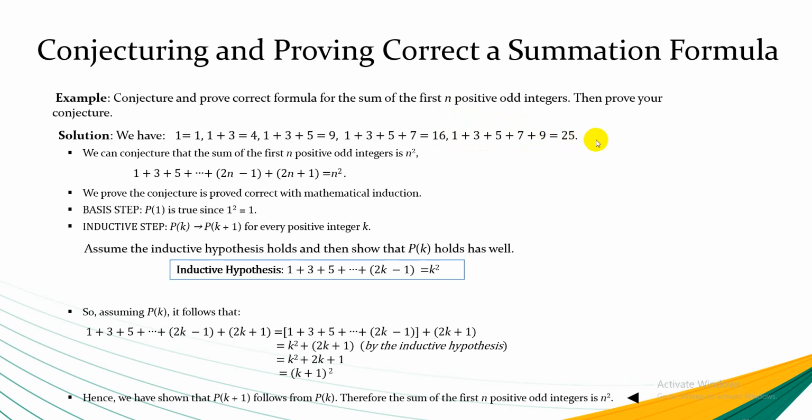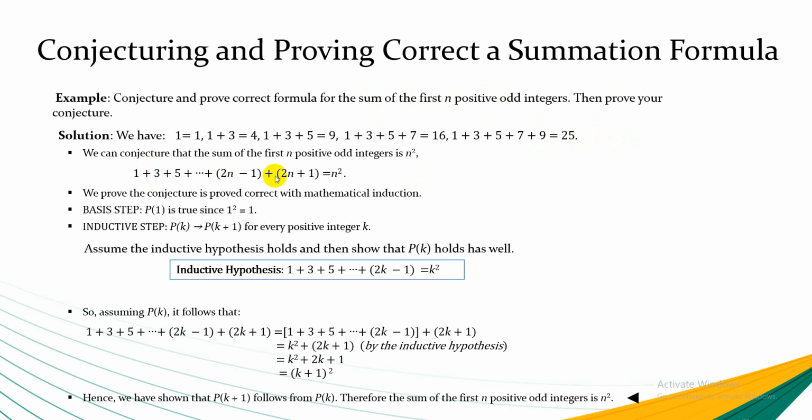Okay, here you can find that 1 is 1 squared, 4 is 2 squared, 9 is 3 squared, because here n is equal to 3 and here n is equal to 2. When n is equal to 4, 16 is 4 squared. When n is equal to 5, 25 is 5 squared. When n is equal to 6, we got 36, and 36 is 6 squared. So every time we are getting that the sum is n squared.